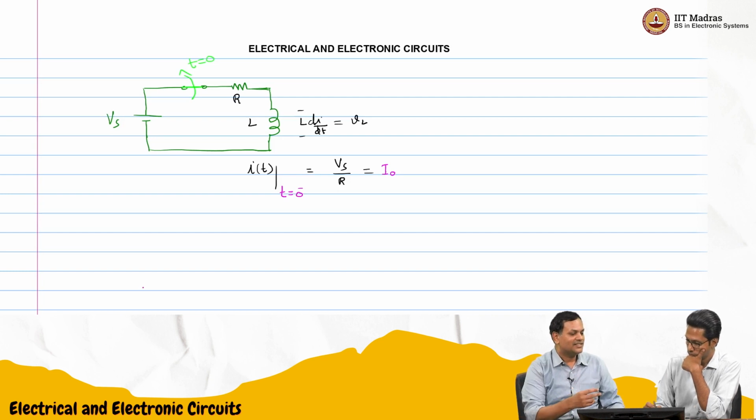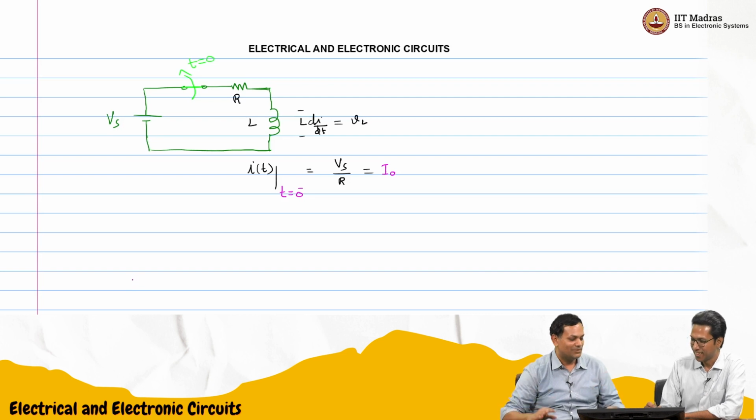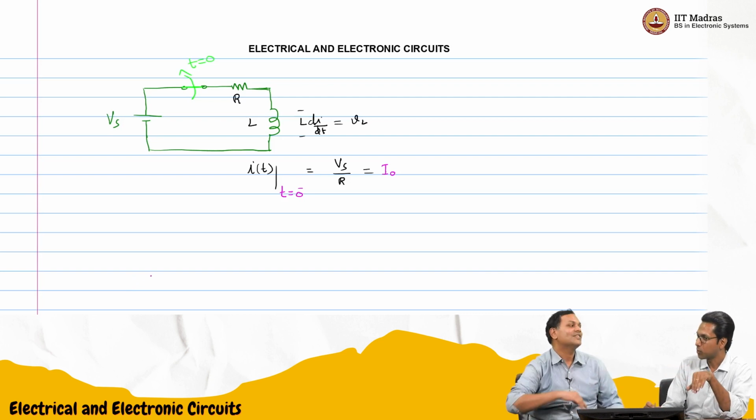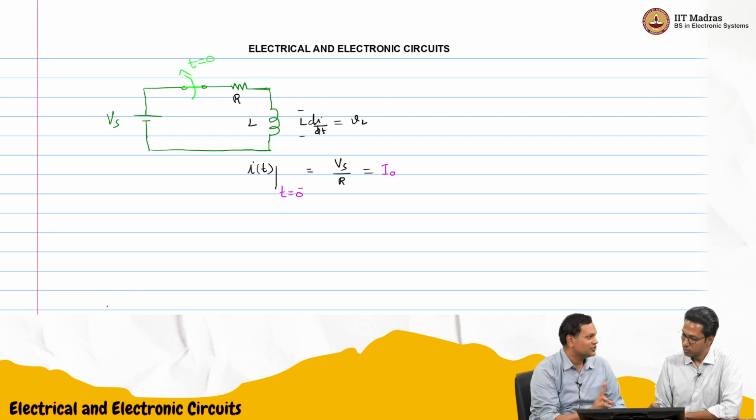So I think the summary for the student is: if you have an inductor, don't open it. Correct. So it's a little bit dangerous. There should be some path given for the current to flow. So maybe we'll take a modified version of this circuit.